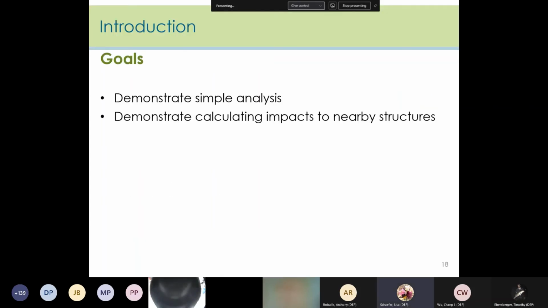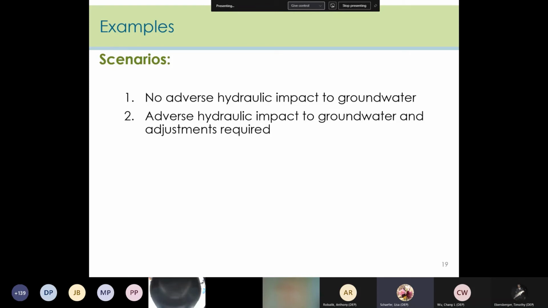So I just have two. There were more, but they're actually straight out of chapter 13, which in the interest of time, you can go through, and there's some more complex ones as well. And additional examples in chapter 5 actually include a groundwater mounding analysis as part of the calculations presented. So our first scenario is no adverse hydraulic impacts to groundwater, and then the second one will be a unique adverse hydraulic impact and the adjustments that we would have to make.